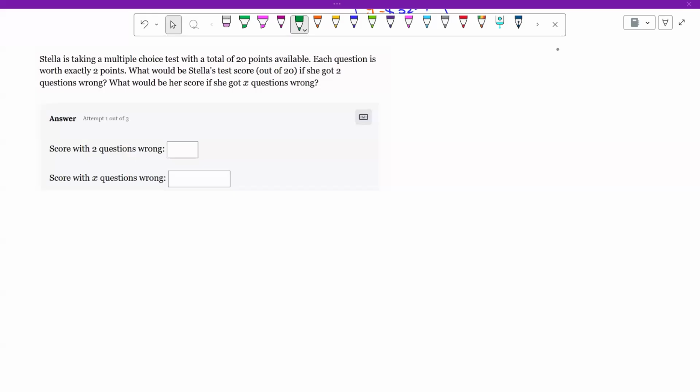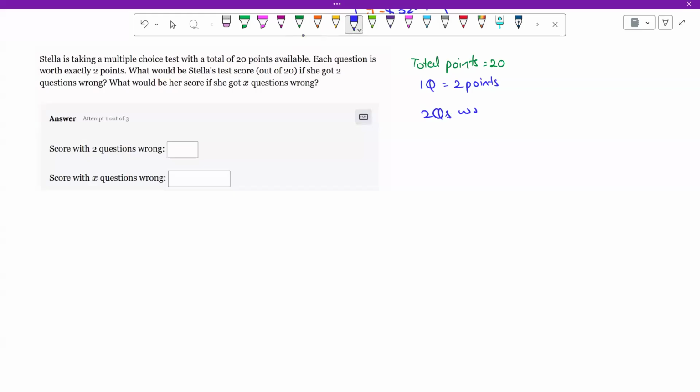Total points is equal to 20. Each question is exactly 2 points. So one question is 2 points. What would be Stella's test score out of 20 if she got 2 questions wrong?